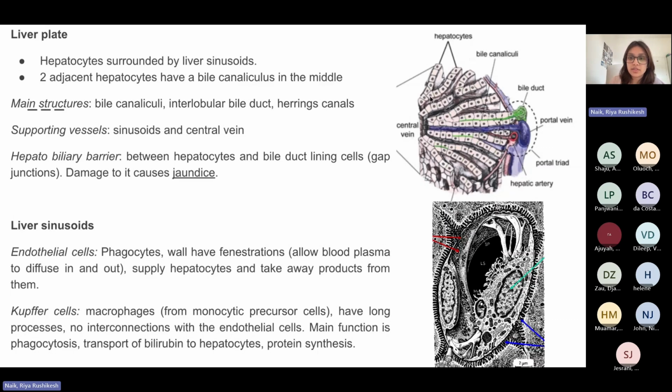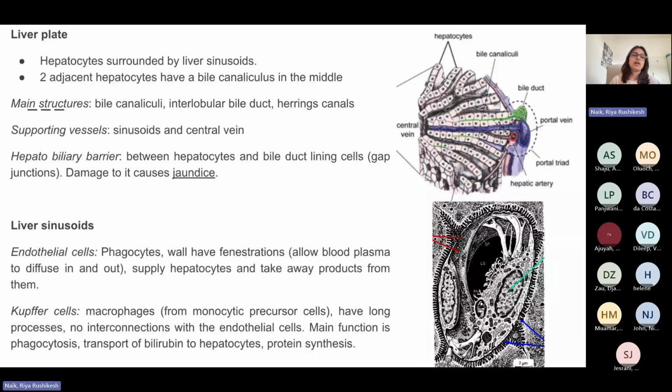Between two adjacent hepatocytes, for example, if we take this hepatocyte and this hepatocyte, there is a tiny space which is called a bile canaliculus. It's not a proper vessel. It does not have a lumen or anything. It's just a space between two adjacent hepatocytes. The main structures in a liver plate include bile canaliculi, interlobular bile duct, and the Herring's canals. Next, we have the supporting vessels. This includes the central vein, which is over here, and the liver sinusoids, like I said.